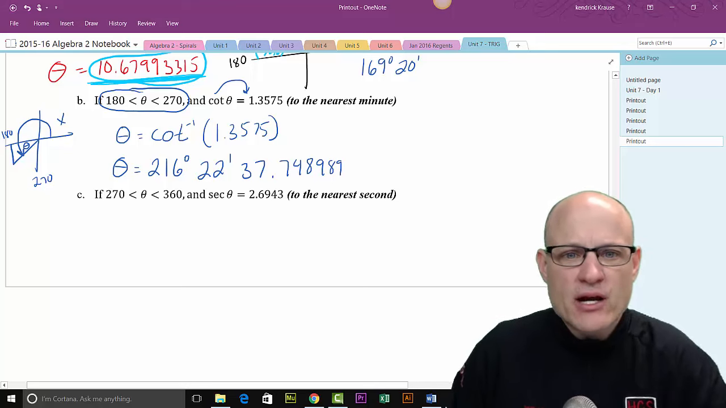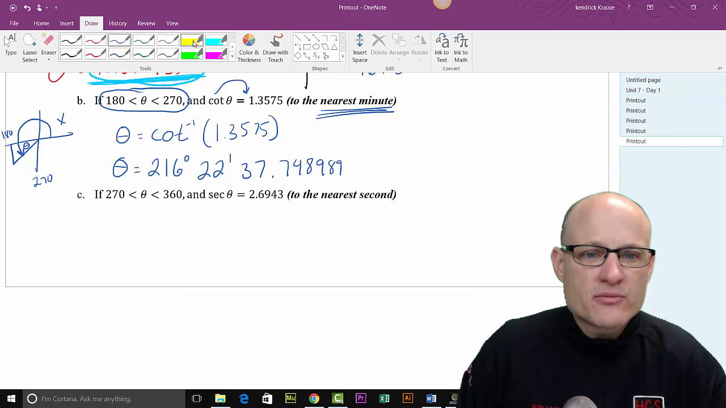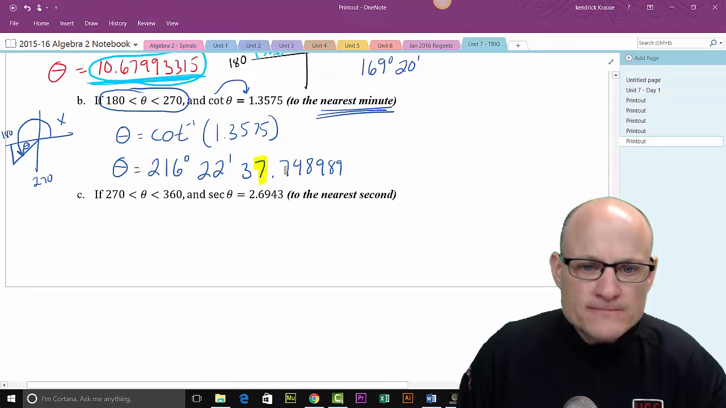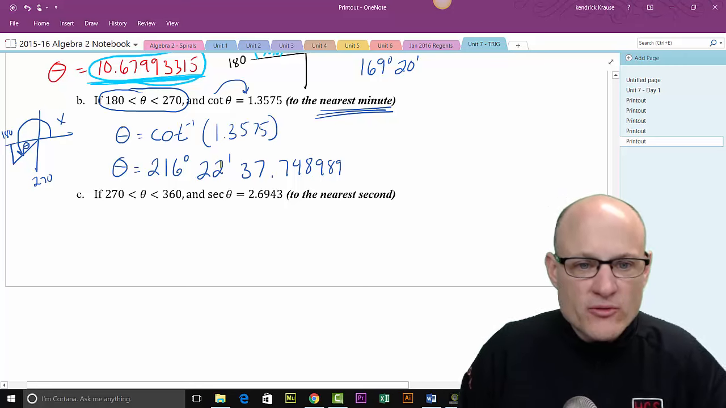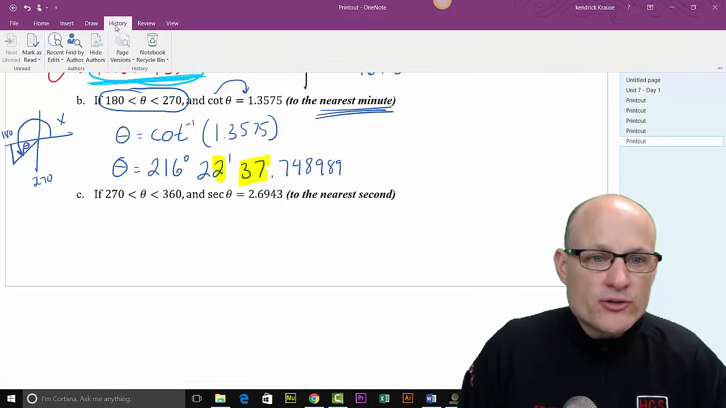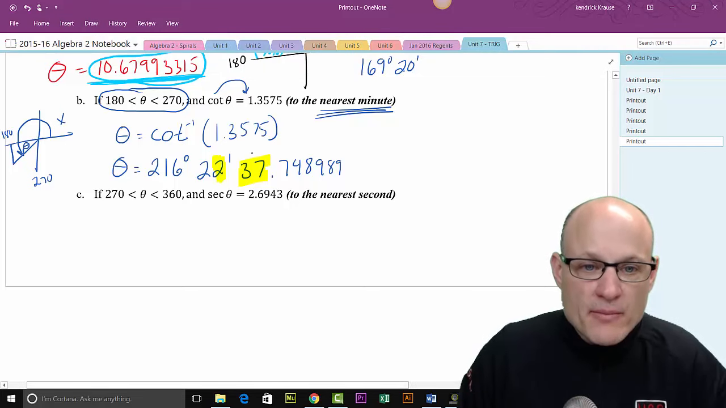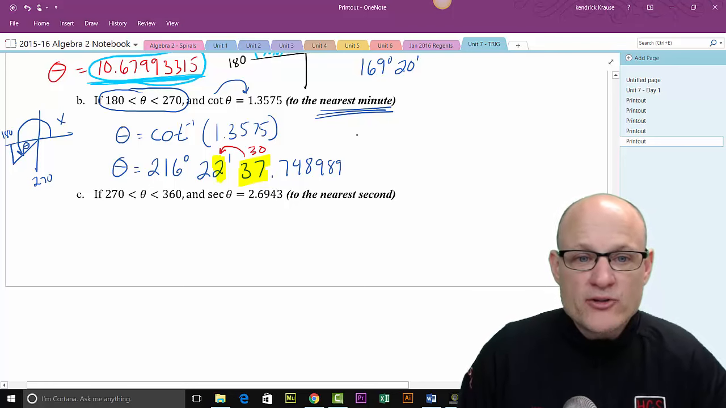So let me highlight what the nearest minute is. The nearest minute is this thing. So, no, it's not. That's seconds. This is the nearest minute. This is minutes, right? So I have to decide 37. Am I going to round this up or down? Remember, 30 is the cutoff. So this thing is going to round the 22 up. So my final answer is theta equals 216 degrees, 23 minutes.